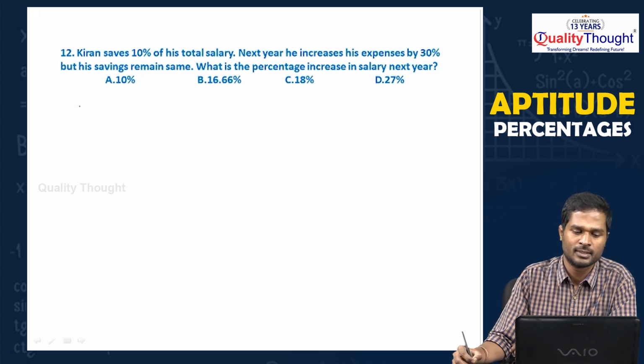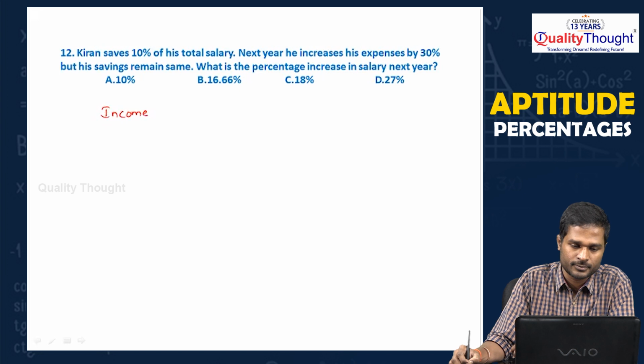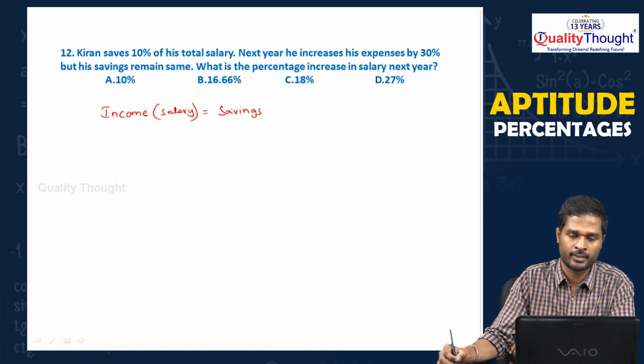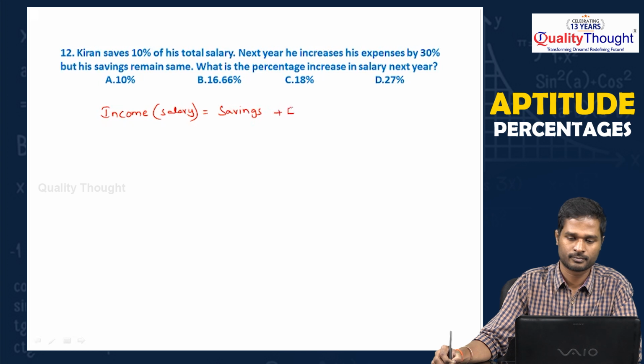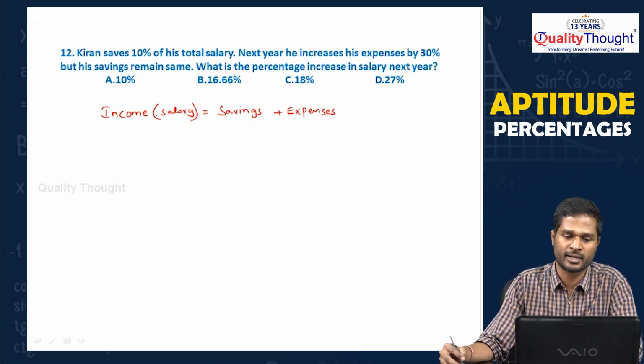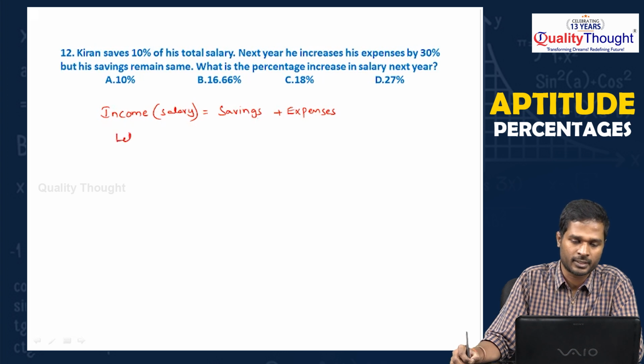See here, we know that the income or the salary is a combination of savings and expenses. So, salary is the combination of savings and expenses. We don't know what his original salary is. Let's consider, let the initial salary be what I'm taking.